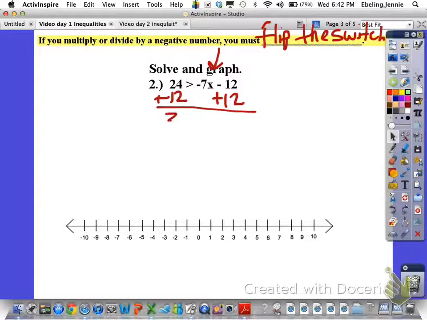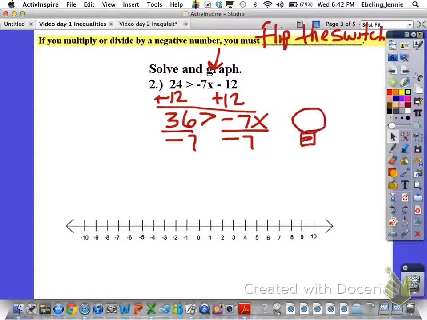And when I do that, I get 36 is greater than negative 7x. Now when I go to solve that and I divide by negative 7, I have, but wait a minute, I'm dividing by negative 7. This is the spot where light bulbs, bells, and whistles have to be going off, because you divided by a negative 7. That means this inequality you need to flip.